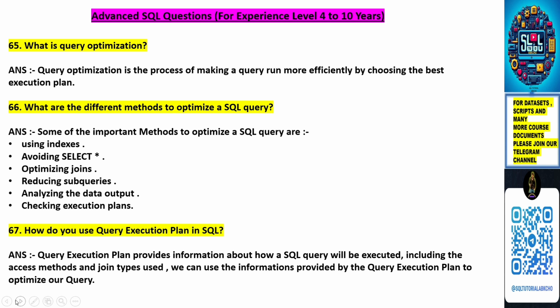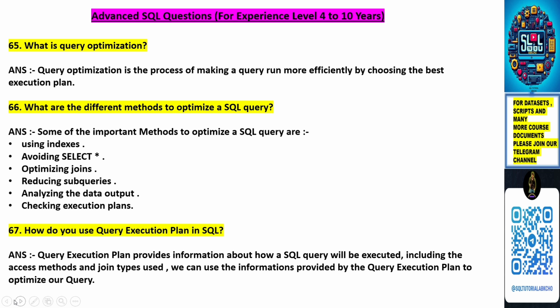Now the 66th question. What are the different methods to optimize a SQL query? Some of the important methods to optimize the SQL query are, first, using indexes. We can use indexes to improve the performance. Second, avoiding select star. In place of select star, we can mention select and the column names and then from the table, the desired column names for which we need the records, and find out the output, instead of using select star, because select star is checking all the columns, necessary or not.